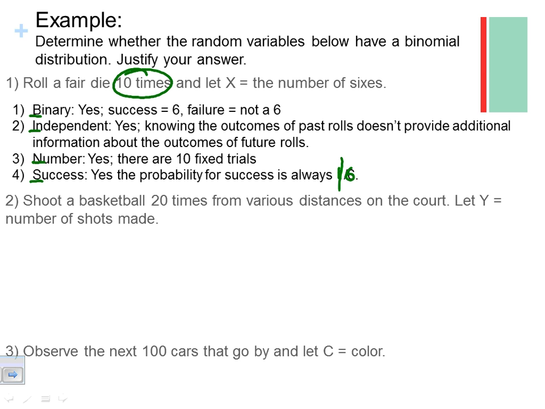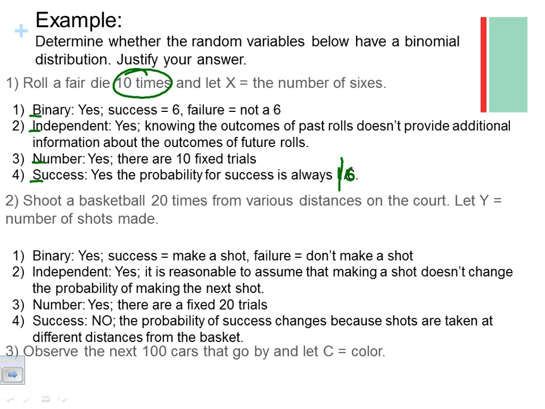All right, try this next one. Shoot a basketball 20 times from various distances on the court, and Y is the number of shots made. So think through, checking all of those. You can pause. And let's see. Is it binary? Yes, you either make it or you don't. Is it independent? And this can be questionable, but yeah, it's reasonable to assume that one shot's not going to affect the next. However, if you're on fire that day, it could just keep affecting, but for the most part it is independent.